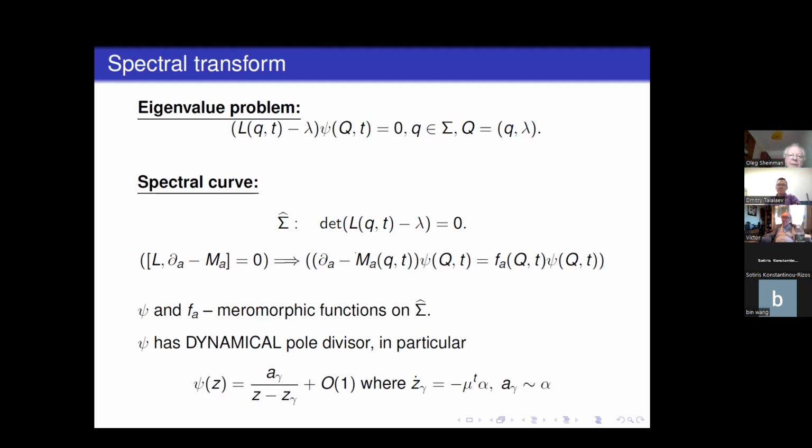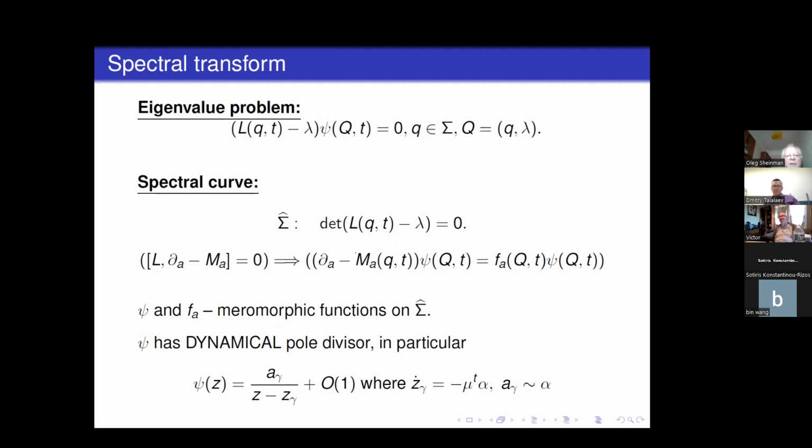Sorry, Oleg. What do you mean by it does not depend on t? What I mean is that coefficients of the spectral curve are integrals of the system. So does it depend on the parameter t here? No, it does not. L itself depends on time, but the spectral curve does not depend.